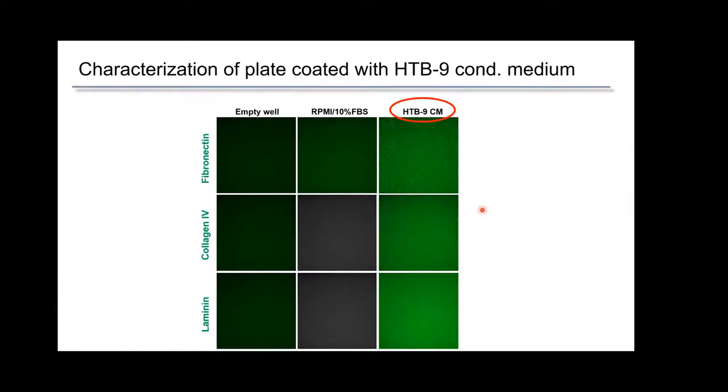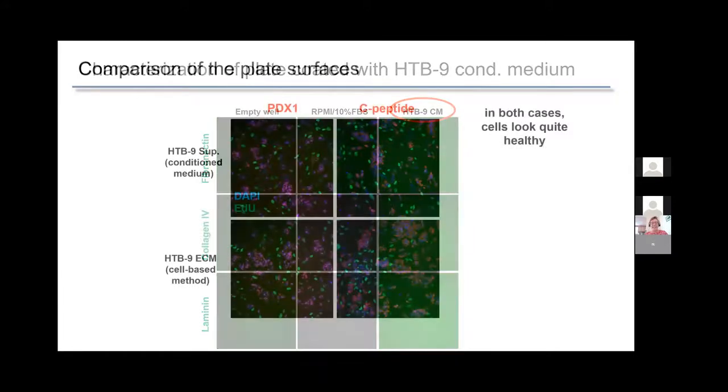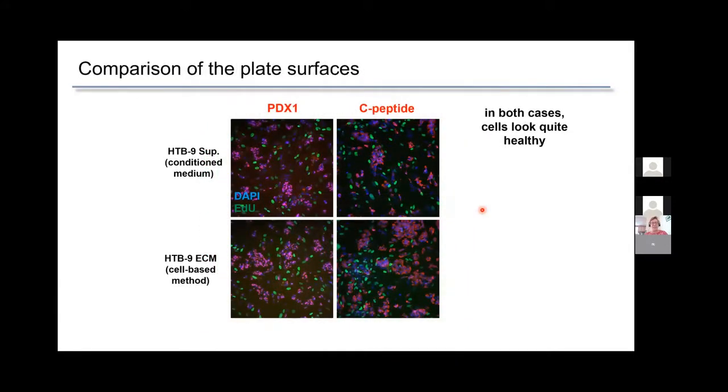And it's really remarkable. When we culture islet cells on this surface, they're not going to fall off. It's almost difficult to think about ways to get them to even come off the plates, which could be a disadvantage, and we'll talk about that at the end. We could then compare the plate surfaces.